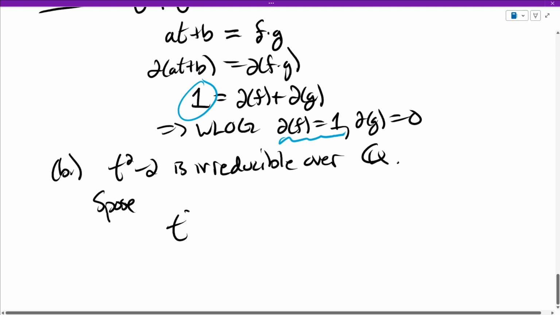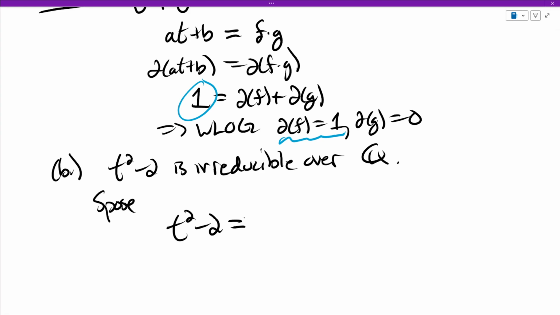So suppose you could factor t squared minus 2 as a product of polynomials of smaller degree. The degrees have to add to 2, though, as we just saw, and they have to be smaller than 2. The only way to get two natural numbers that add to 2 such that they're smaller than 2 is if they're, in fact, linear polynomials. So the only way it could possibly be reducible is if it factors as a product, at plus b times ct plus d, and that's the only way.